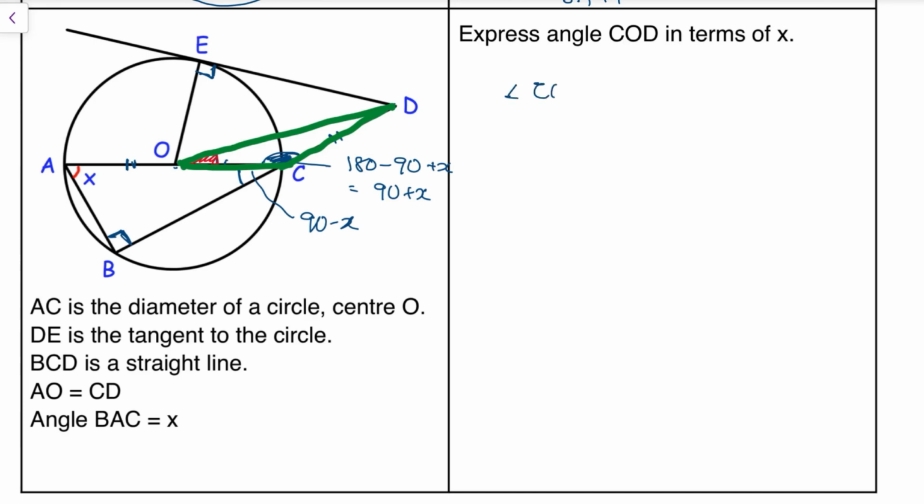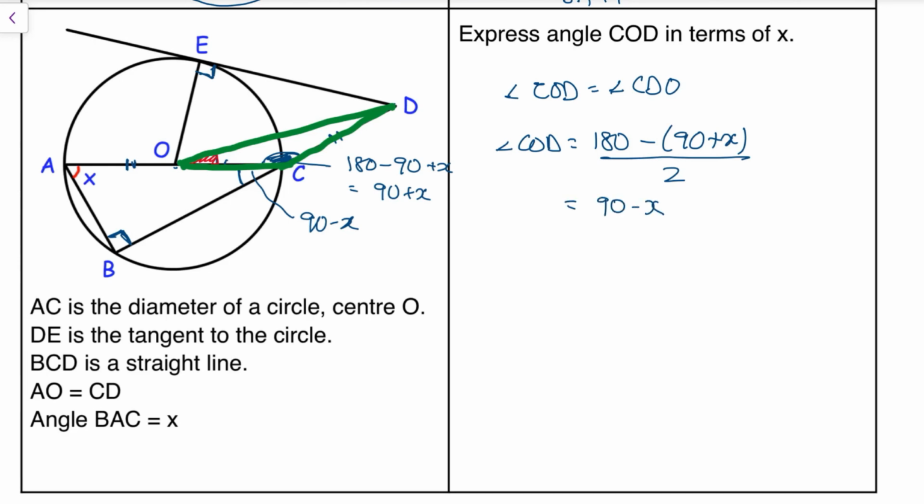Angle COD is equal to angle CDO because it's isosceles, base angles are equal, which means that the angle that I want, which is angle COD, equals 180 minus 90 plus X. Divide all that by 2 because I'm splitting between the base angles. 180 minus 90 is 90 again, minus X over 2, which that's fine. I could leave it like that. Or I could say it's 45 minus X over 2.